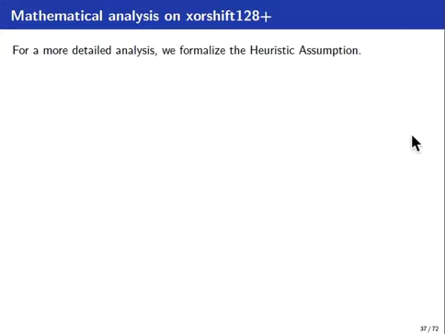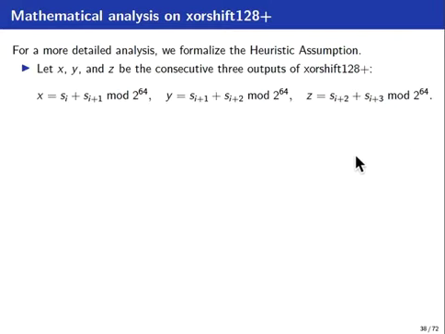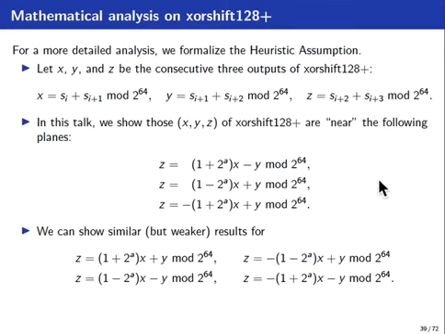The heuristic seems too rude. We found a mathematical justification, which we shall explain. The outputs x, y, and z are obtained from these states. We show that the triple x, y, z tends to be near these three planes. In this talk, we treat only the first plane. The rest can be treated similarly, but we omit it.